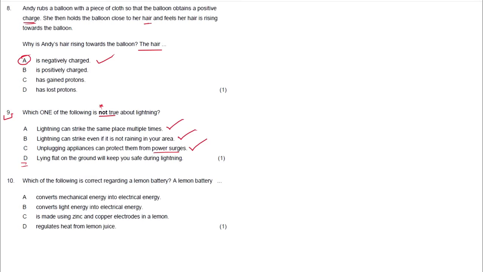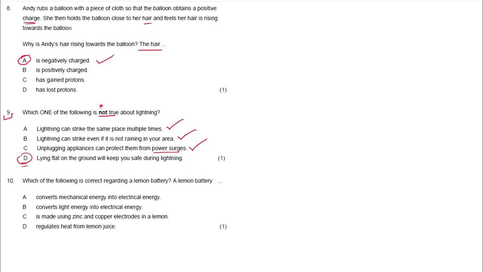And we can see that this is not true. Even if you are lying flat on the ground, that does not mean that you will be protected from lightning. Lightning can still strike you even if you are lying flat on the ground. So our correct answer will be option D.